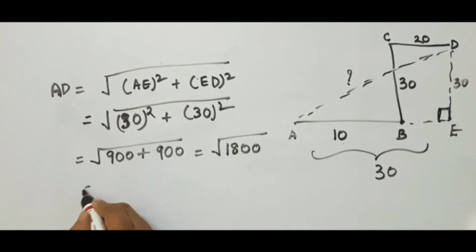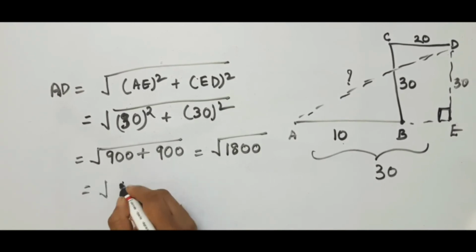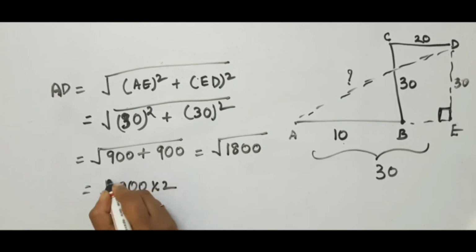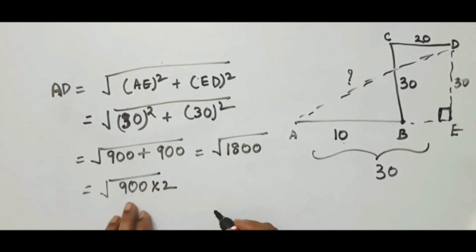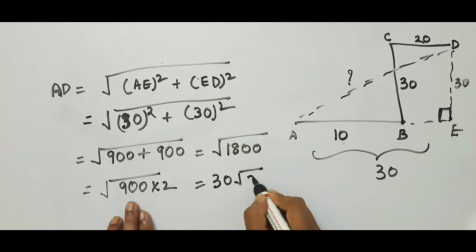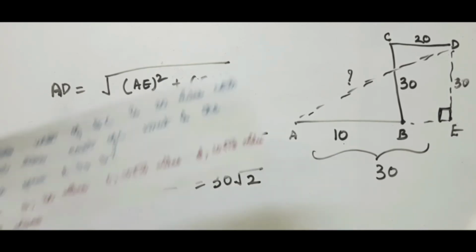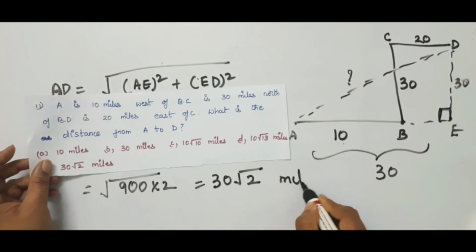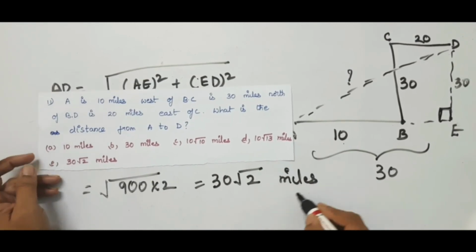So this can be written as the square root of 900 into 2. 900 is nothing but 30 into 30. So the square root of 900 is 30, so we get 30 into square root of 2. Let us go to the options and check where it is. As everything is in miles, this is also miles. Option E is the right answer.